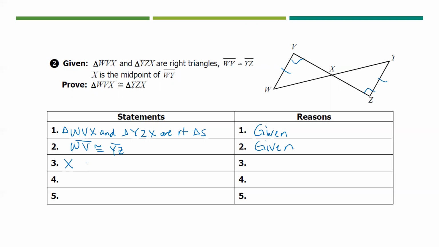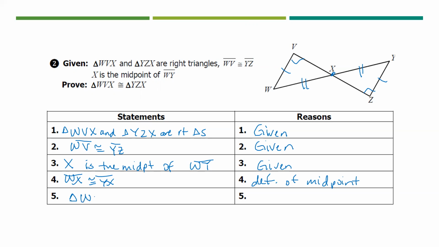And then it also says that X is the midpoint of WY. That's given. Well, midpoint means that it's in the middle. So WX and XY would have to be congruent. So we can say that WX is congruent to YX because that's the definition of a midpoint. And if you look at your picture, you have right triangles with congruent hypotenuses and congruent legs. So we have everything we need to prove that triangle WVX is congruent to triangle YZX by hypotenuse leg.